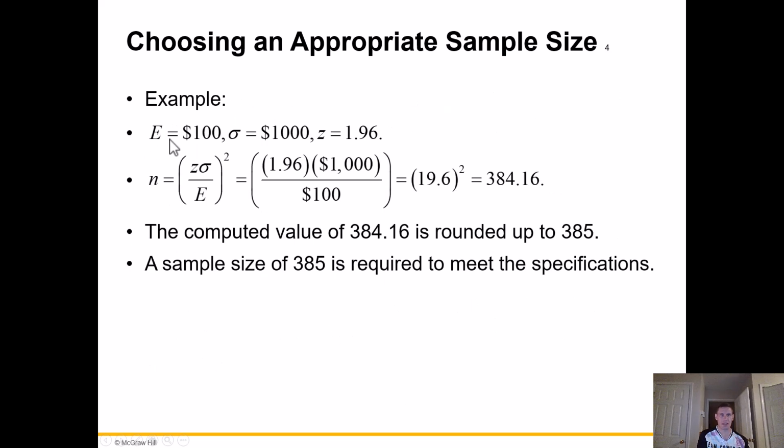So in this, we know that E is 100, sigma is 1,000, and Z is 1.96. So again, just plug in your numbers, and we get 384.16. So the computed value of 384.16 will just be rounded up to 385. What we're saying there is a sample size of 385 is required in order to meet the specifications of the confidence interval.